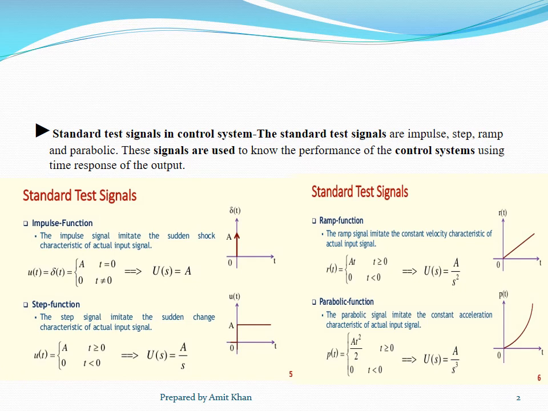For the ramp function, we get At when t is greater than or equal to 0, we get 0 when t is less than 0, and the Laplace transform is A by s square. For the parabolic function, we get At square divided by 2 when t is greater than or equal to 0, and we get 0 when t is less than 0, and the Laplace transform is A by s cube.